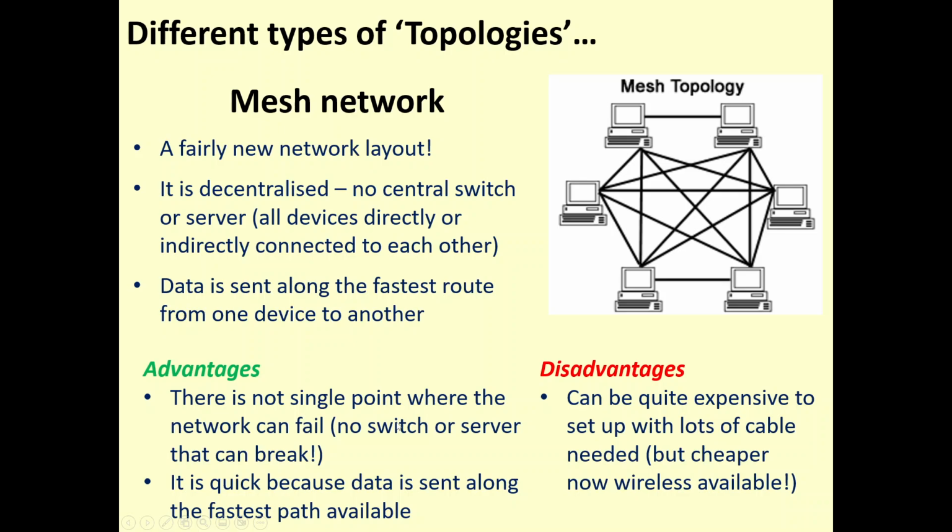Good things, advantages, there's not one single point where the network can fail. There's no central switch or server that can break. And it is quick because data is sent along the fastest route or path. However, it can be quite expensive to set up with lots of cables if you're using cables. But wireless would be easy and cheaper.